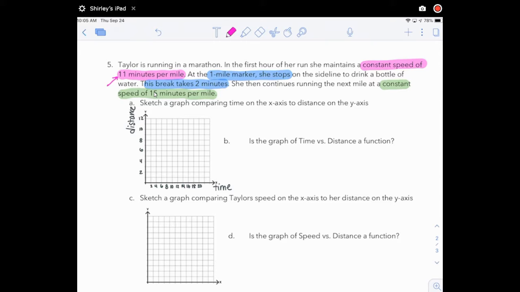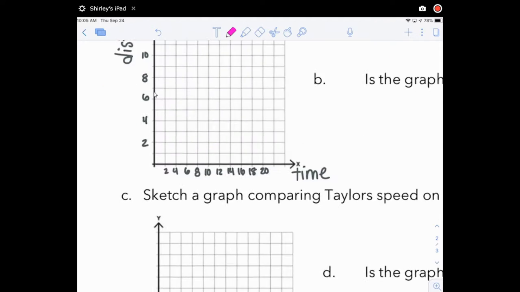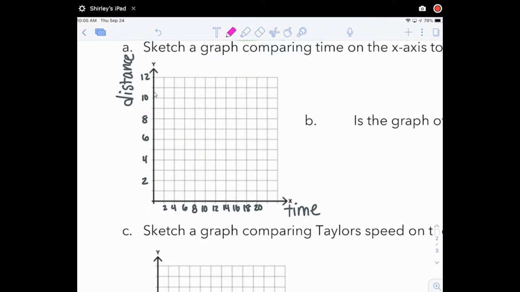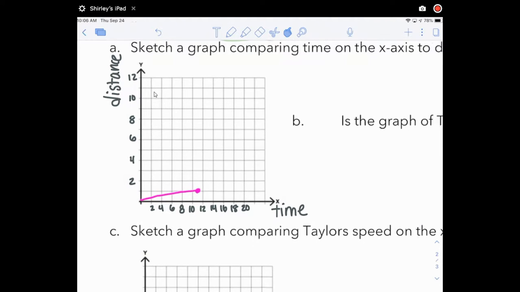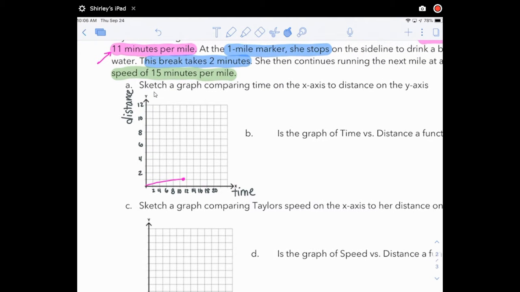If I go 11 minutes per mile, that means for the first mile, I was running for 11 minutes. So I can come down here. I know 11 minutes, and then I'm going to go ahead and draw for 1 mile. Again, try to be as straight as possible. I know if you're using a device, it might be kind of hard. Okay, so that shows my constant speed of 11 minutes per mile.